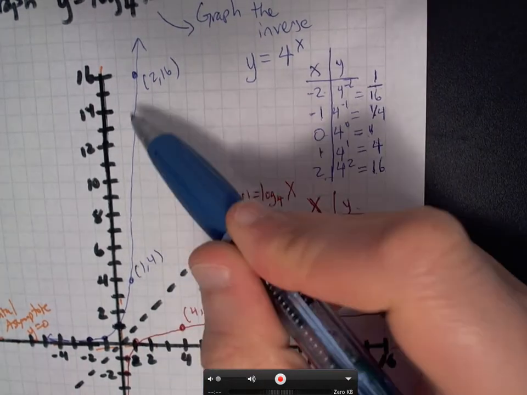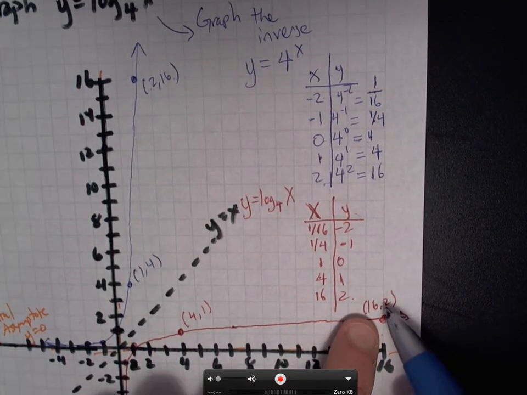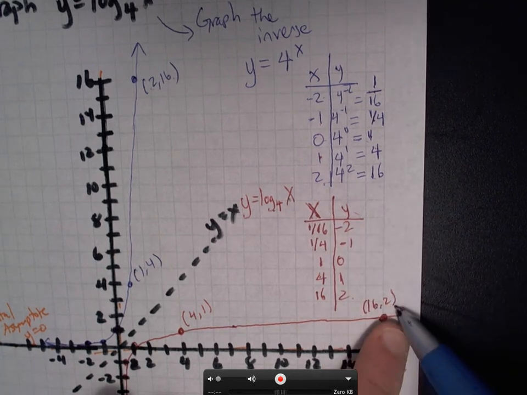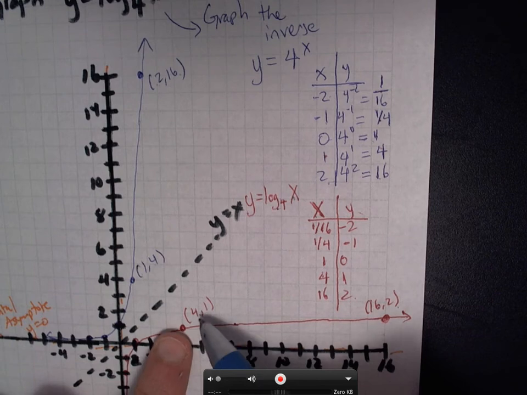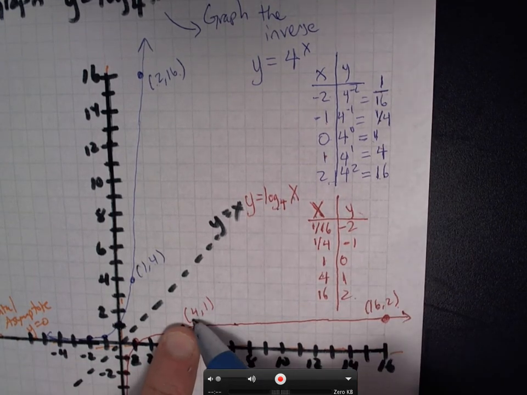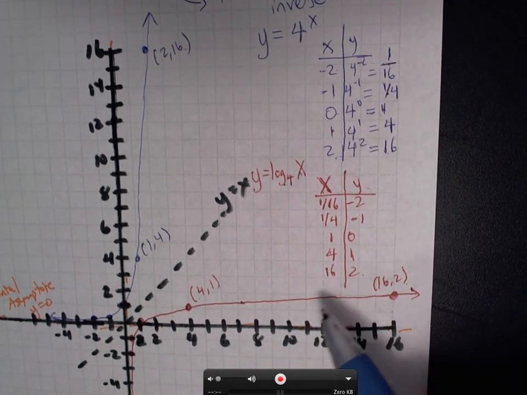So 4 squared gives you 16. That's for the exponential function. And over here we're looking at the logarithm, so we're saying 4 to what power gives me 16? That's 2. Over here we have 4 to the first gives me 4. Over here you ask the opposite question. You're saying 4 to what power gives me 4? 4 to the first power gives me 4. So this is a graph of your logs, your exponents.